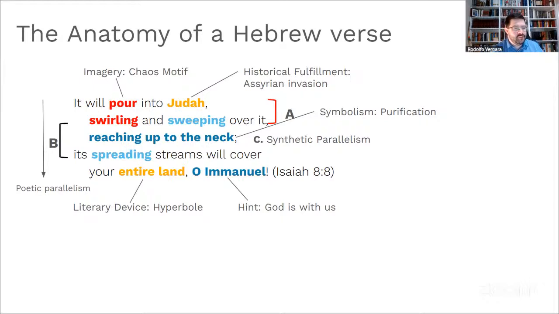So there is a drama that you are putting yourself into, reaching up to the neck. And then spreading streams will cover your entire land. So, Emmanuel. A couple of things here: you have the imagery as a chaos motif. You have the temporal fulfillment, which was the historical Assyrian invasion.